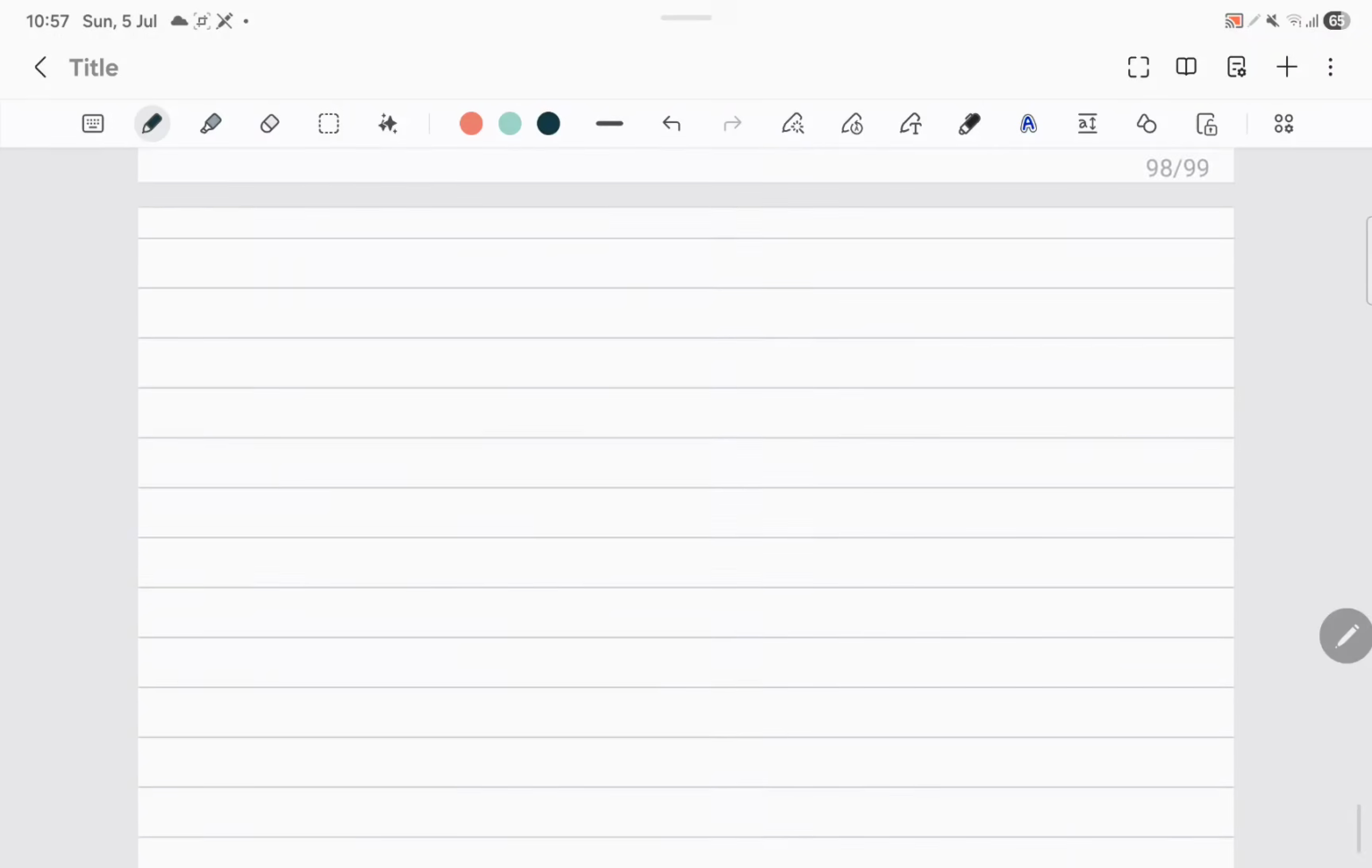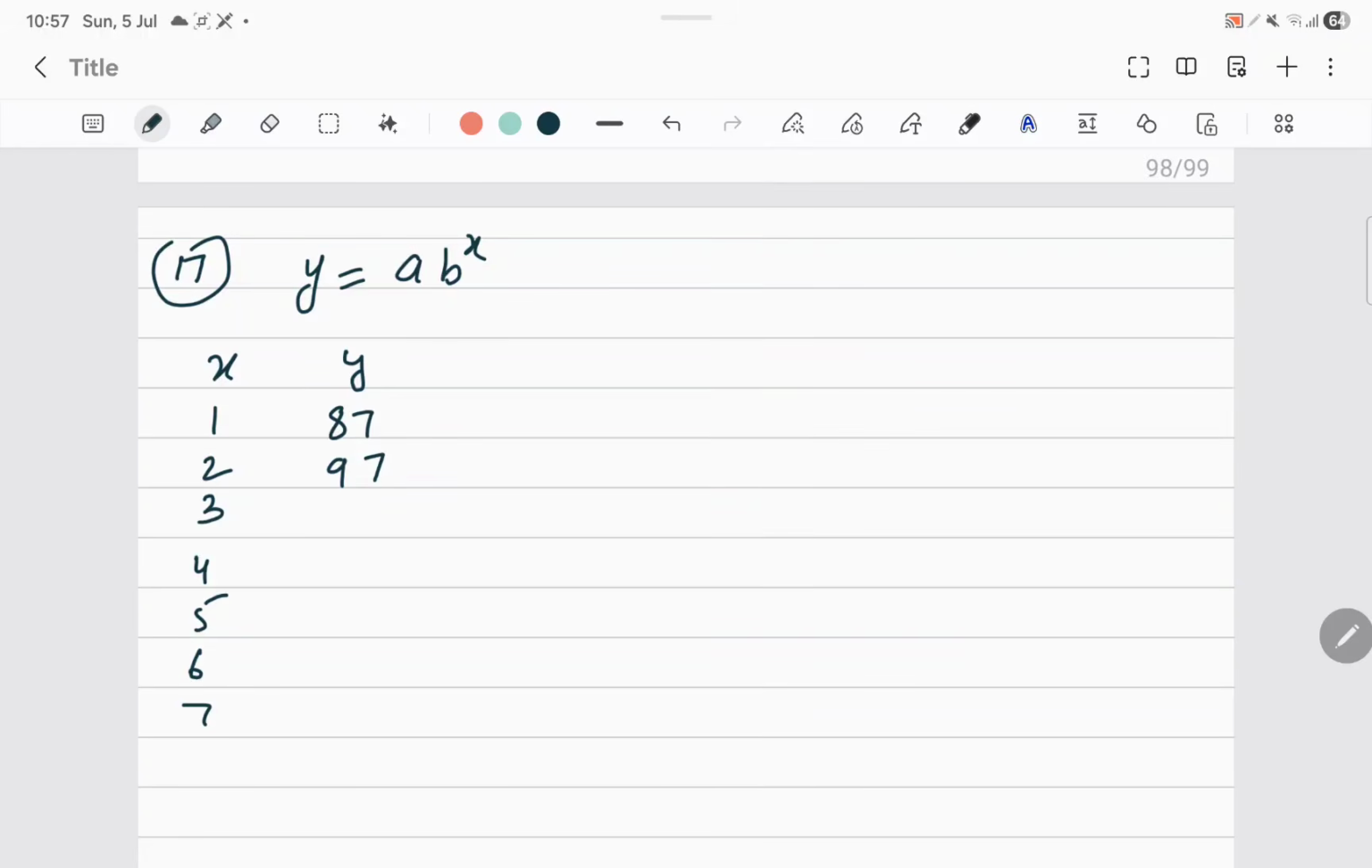So now geometric curves start with question number 17. So question number 17 is, fit a curve y is equal to a b to the power x. Given that x is equal to 1, 2, 3, 4, 5, 6, 7. y is equal to 87, 97, 113, 129, 202, 195 and 193.